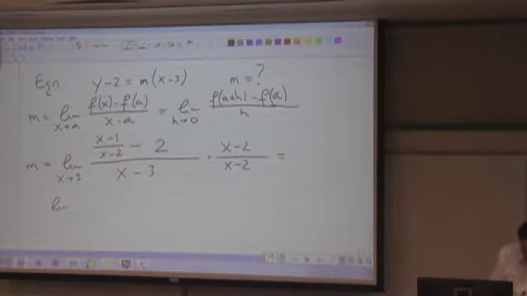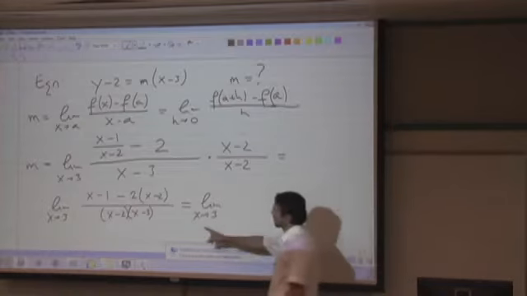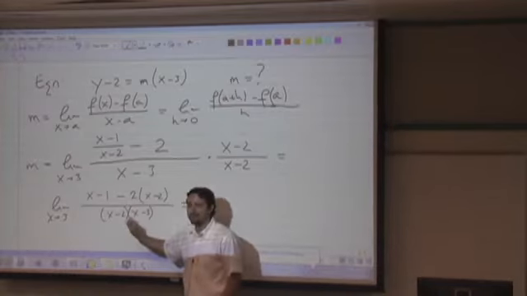So we end up with the limit, as x goes to 3, of x minus 1 minus 2 times x minus 2, all divided by x minus 2 times x minus 3. Right? And the one thing I don't want to hear anybody whisper, or actually think, let alone whisper, is the fact that x minus 2 can get crossed out.